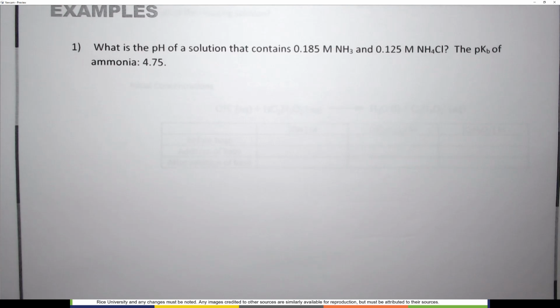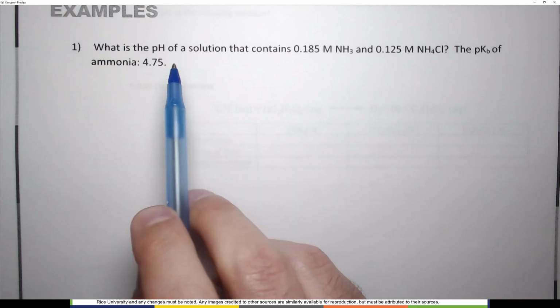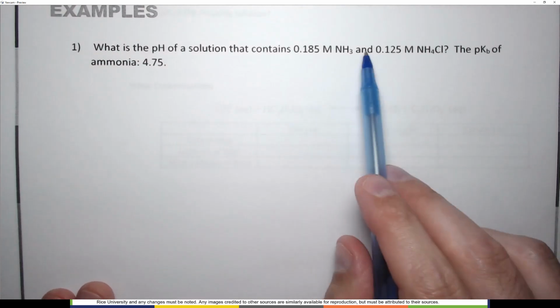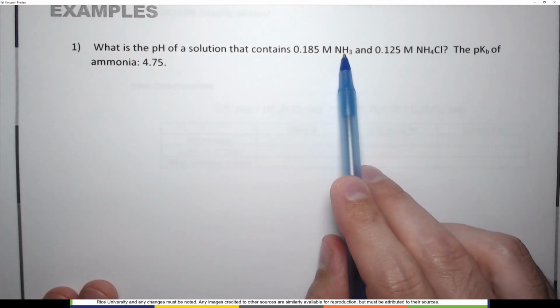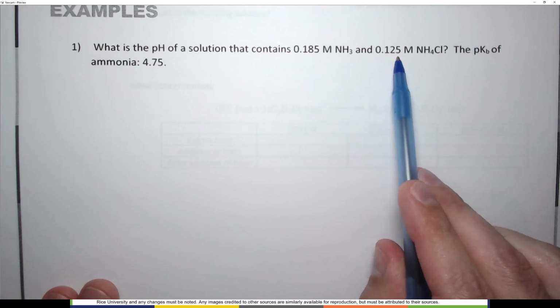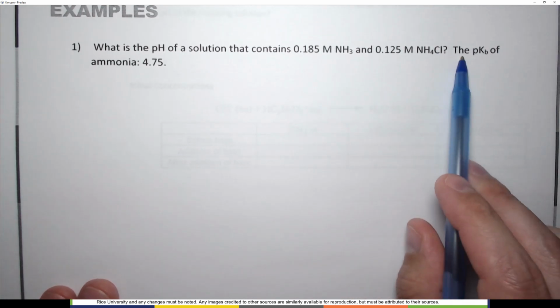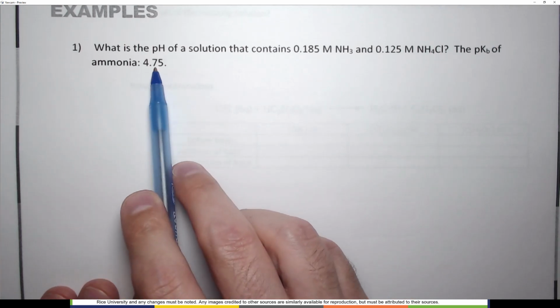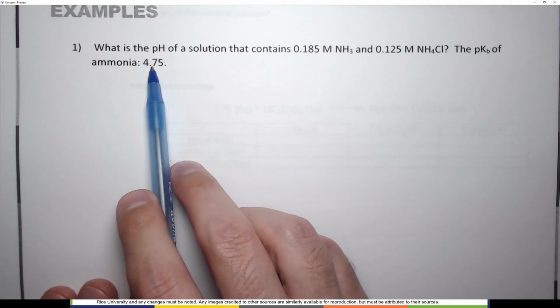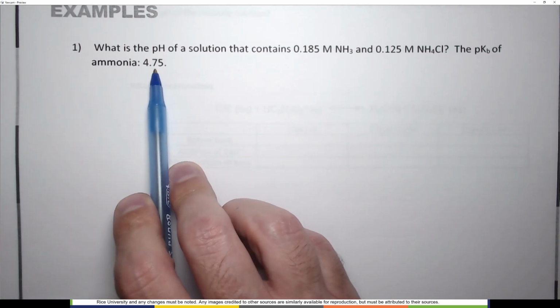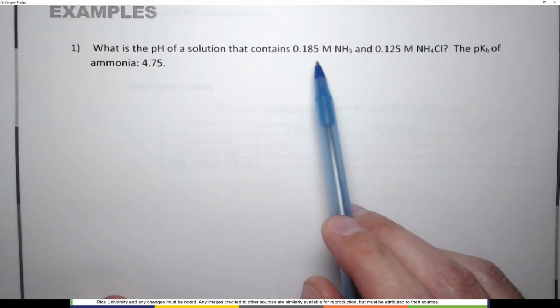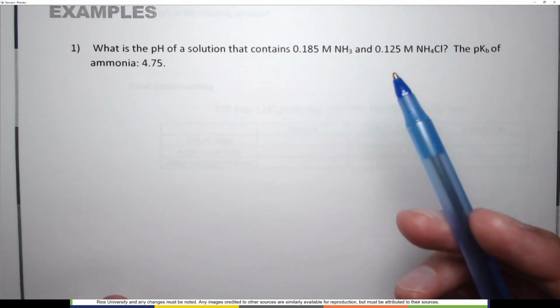All right, so let's look at another example. It says, what is the pH of a solution that contains 0.185 molar NH3 and 0.125 molar NH4Cl? And then it tells us the pKb of ammonia is 4.75. Now this is an extremely similar question, but it's not exactly the same. In this case, we have pKb instead of pKa.